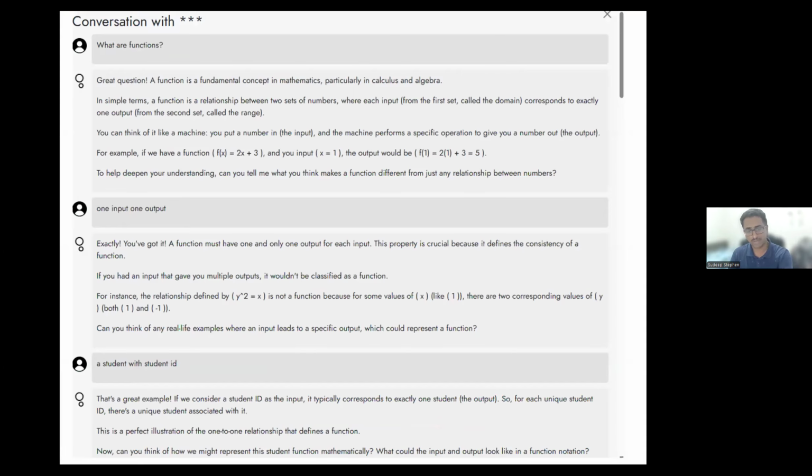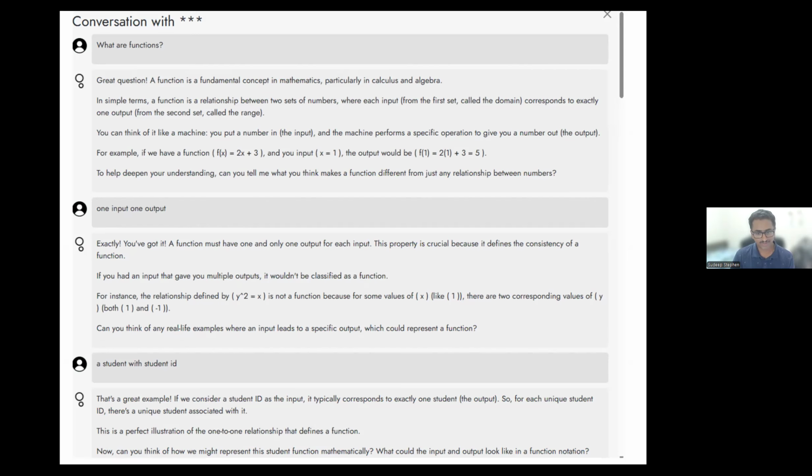It can also be used to explain concepts. So here is a student asking Mathpal, what are functions? It gives you the definition, and then to deepen the understanding, it asks, can you tell me what makes a function different from any relationship between numbers? It creates a conversation that deepens the understanding of what they're trying to do.